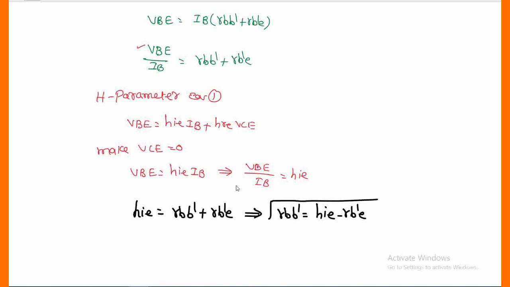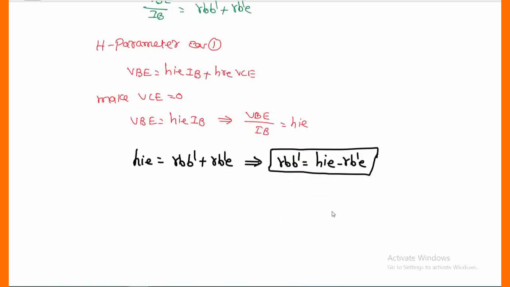So this is the base spreading resistance calculation using the low frequency parameters, and we can write the conductive component of this as GBB' equal to 1 by RBB' equal to 1 by (HIE minus RB'E).